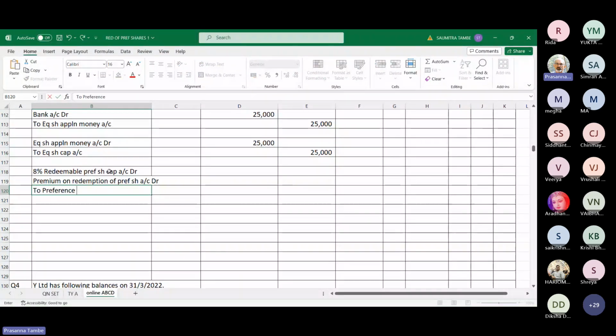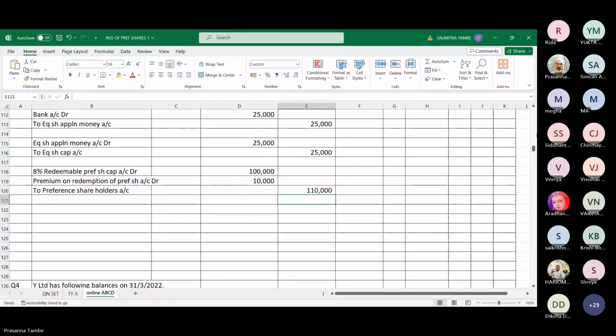Eight percent redeemable preference share capital account debit 1 lakh. Premium on redemption debit 10,000. To preference shareholders account, total amount payable is 110,000. So we are supposed to pay a total amount of 110,000, that comprises of capital of 1 lakh and redemption premium of 10,000.